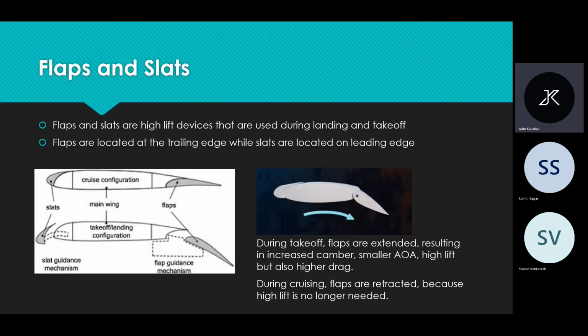What are flaps and slats? If you have ever been in an airline, you would have seen these flaps and slats in the wing of the aircraft. This is a basic non-movable structure that doesn't move, but there are slats and flaps located at the front and the back end of the aircraft wing that are used to generate high lift and also drag sometimes. Flaps and slats are high lift devices that are used during landing and takeoff.